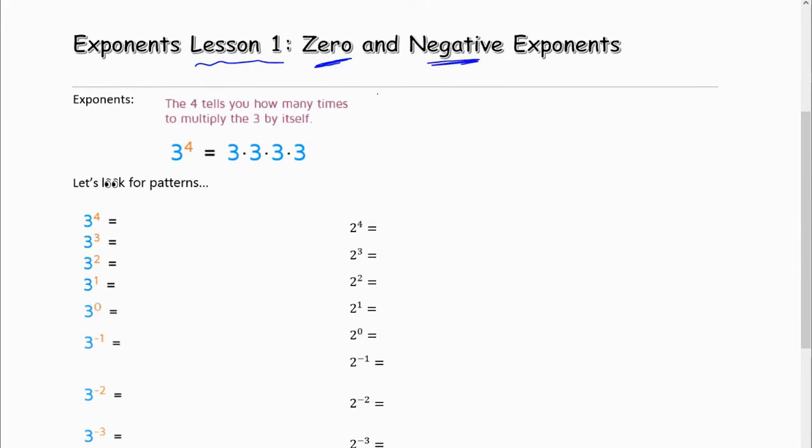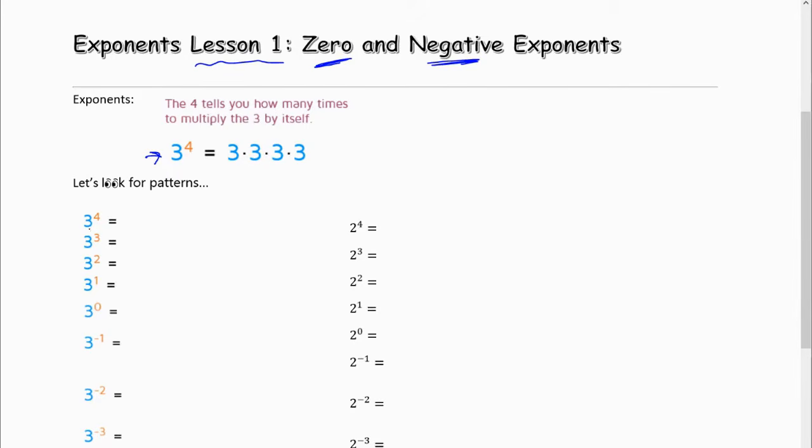So first thing, let's just remind ourselves about exponents. Here I have 3 to the 4th power, and the 3 is what we call the base, the 4 is our exponent, and the 4 tells us to multiply the 3 4 times. So here we have 1, 2, 3, 4 factors of 3. And that is what an exponent does.